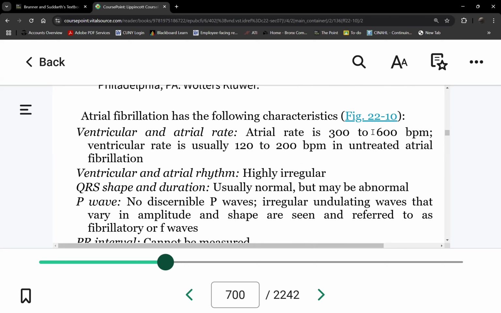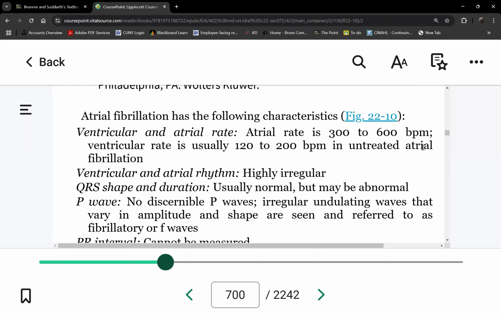So we know the causes, we know what it looks like. Signs and symptoms, again, most signs and symptoms vary depending on the severity, because the problem with AFib is the atrial rate can be 300 to 600 beats per minute. Now, it's good if it's just the atrial rate, but what if the ventricles follow?